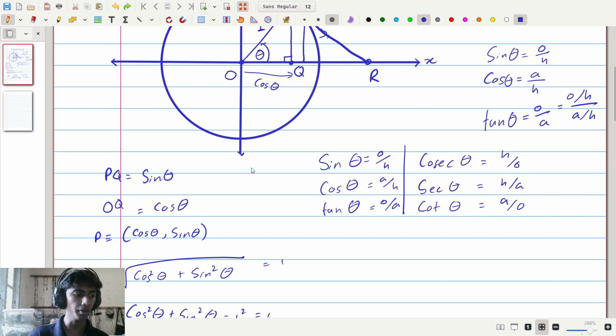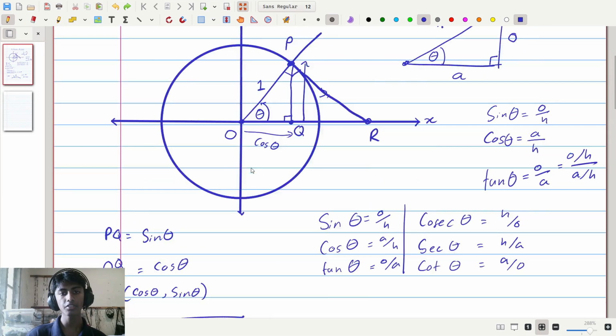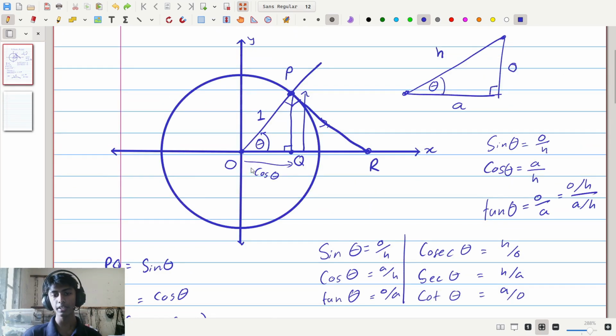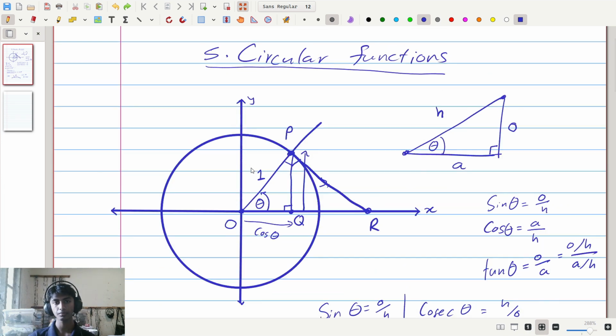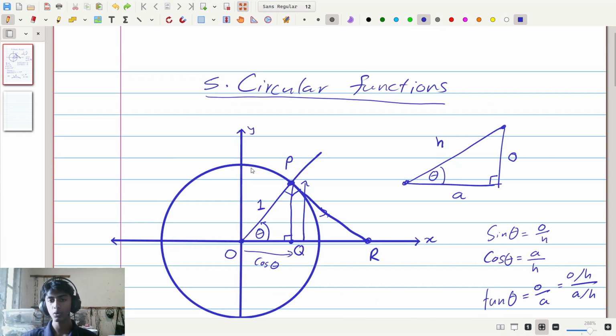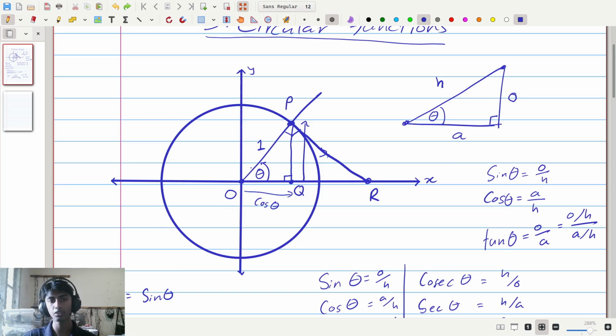Continuing on topic, however, if we consider these 3 functions, sine theta, cos theta and tan theta, these 3 functions have certain domains and certain ranges. Let's consider those domains and ranges. If you talk about sine theta, cos theta and tan theta, considering the triangle here, we can see that sine theta is anywhere between this height and this height.